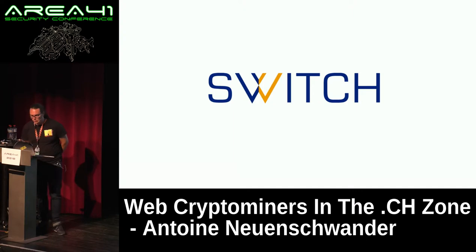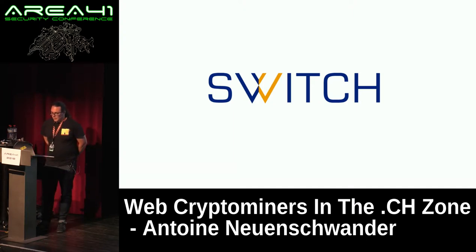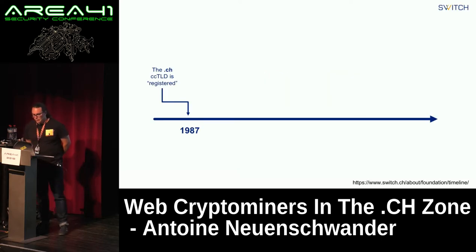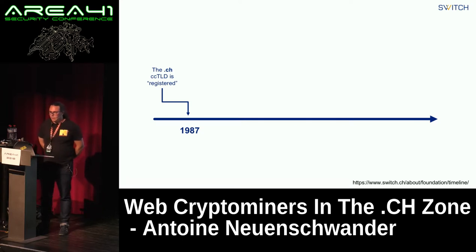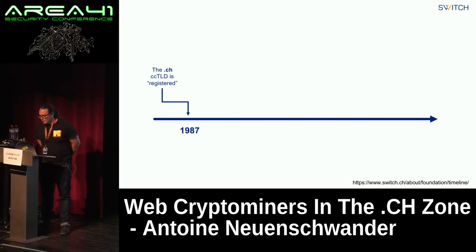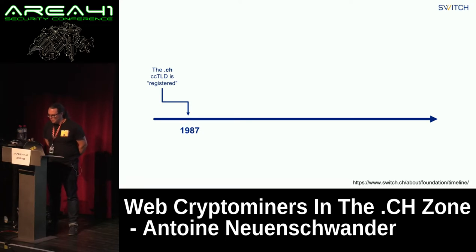So for the first part, the introduction to Switch. Switch is a foundation which was created about 30 years ago and is closely related to the history of the internet in Switzerland. So in May 1987, Professor Plattner submitted a request to IANA to register the .ch TLD, which he did by sending an email, and they told him, well, yeah, here you are. We registered .ch. They actually just put .ch in a zone file. And shortly after, in October 1987, the foundation was created, and he was the managing director, so he handed over the .ch to the foundation.